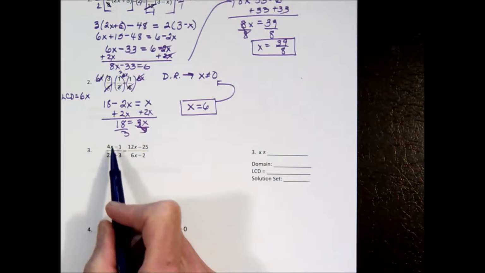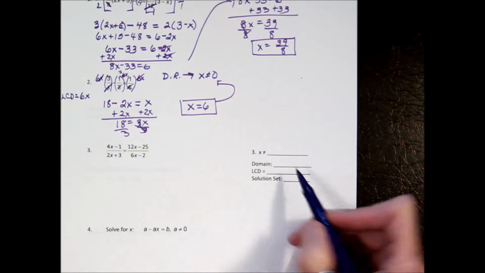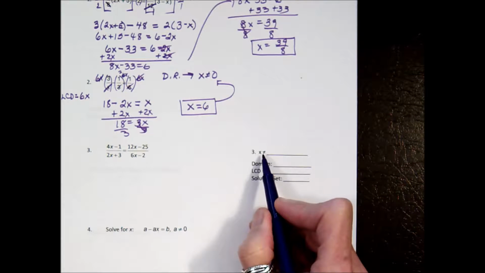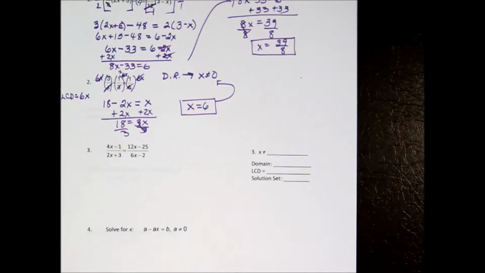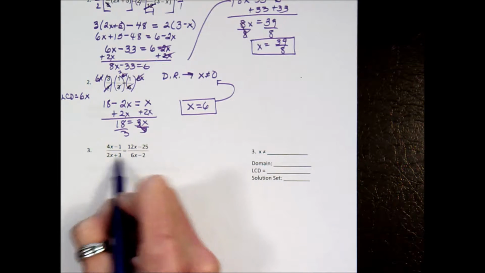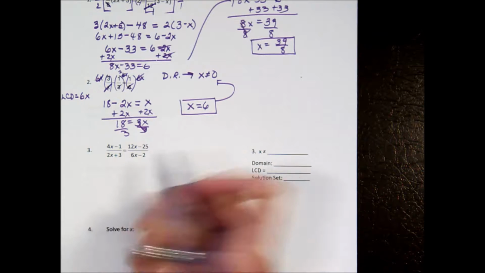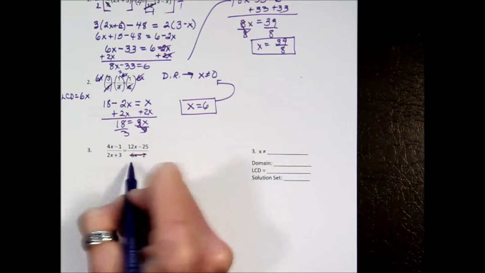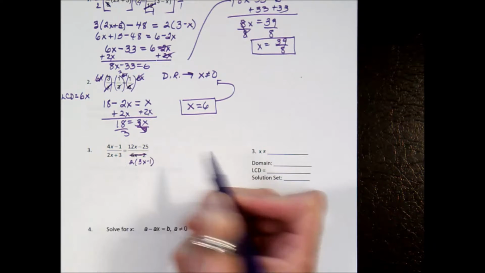where we have rational expressions that are equal to each other. And over here, you will see x can't equal. That's your domain restriction, your domain, your LCD, and your solution set. All right, before we even begin, we need to factor, make sure both denominators are factored so that we can see what we need in our LCD. So here, I can factor out a 2. And I'm left with 3x minus 1.